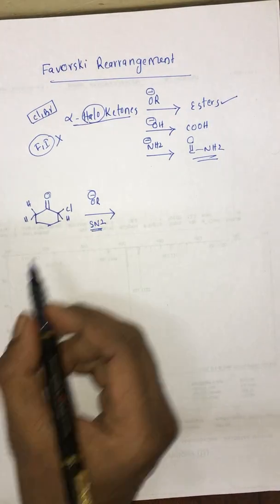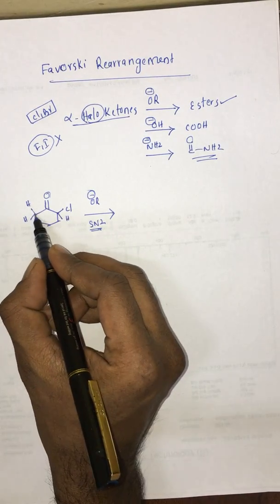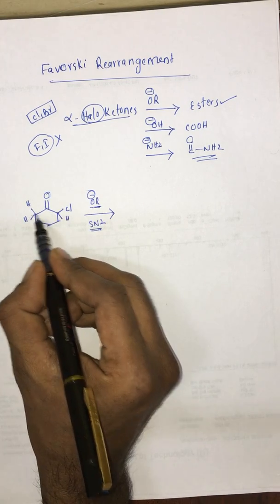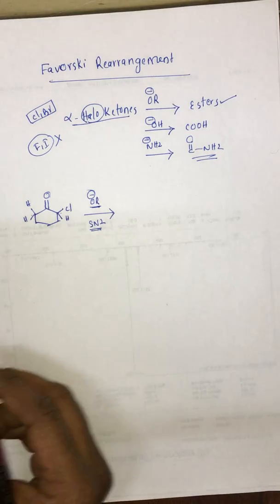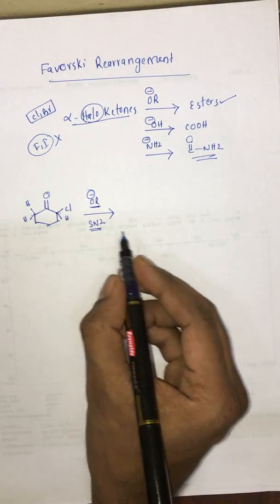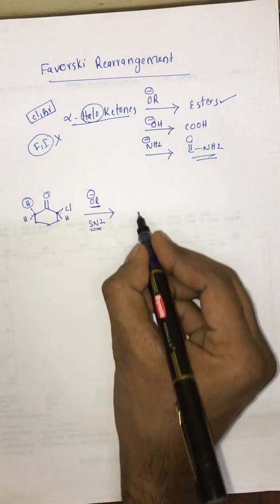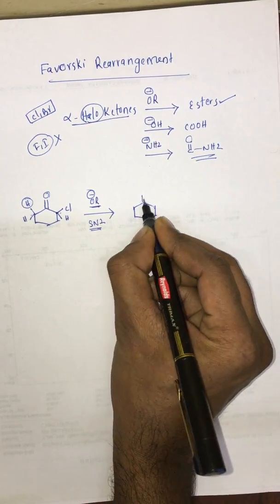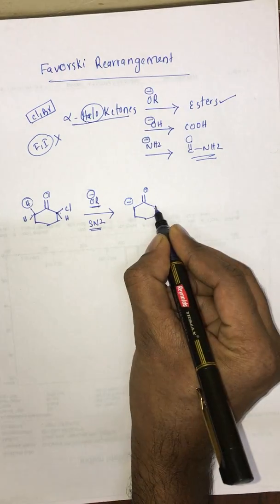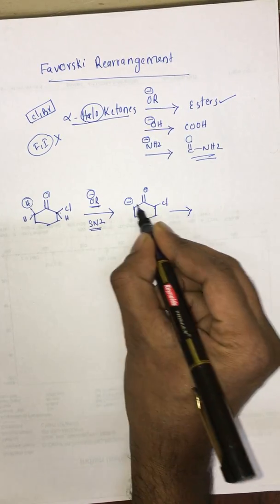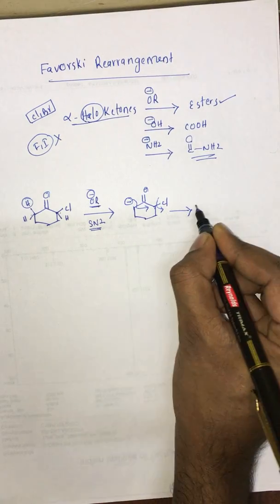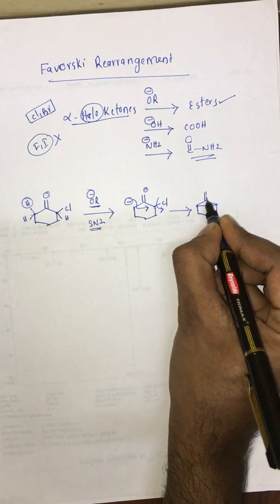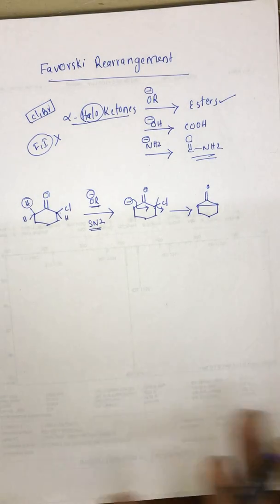SN2 mechanism means the leaving group goes from here, and the negative charge, after the base abstracts the proton, comes and attaches to this carbon. We'll see in the mechanism. In the first step, the base abstracts that proton, and here we have a negative charge and chlorine, and here we can say SN2 mechanism. So this is one of the intermediates.